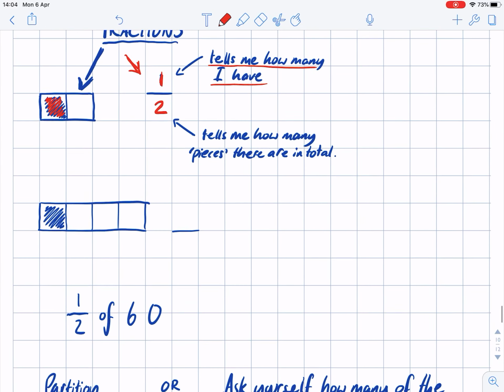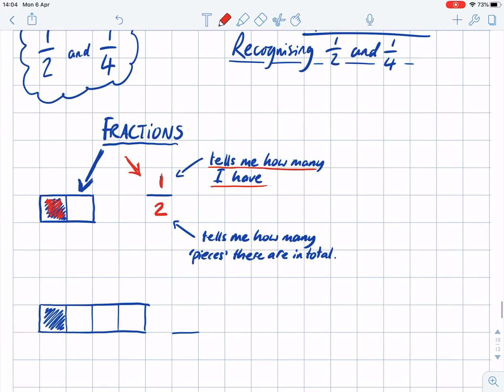You can see underneath, this one here. This time my rectangle is split into four equal pieces. So that goes below the line, and that tells me how many pieces I've got all together, the pieces that are shaded and unshaded as well. And then how many pieces are shaded goes on the top. So there are four pieces all together, four fractions, and one of them is shaded. And remember, this fraction is 1/4.